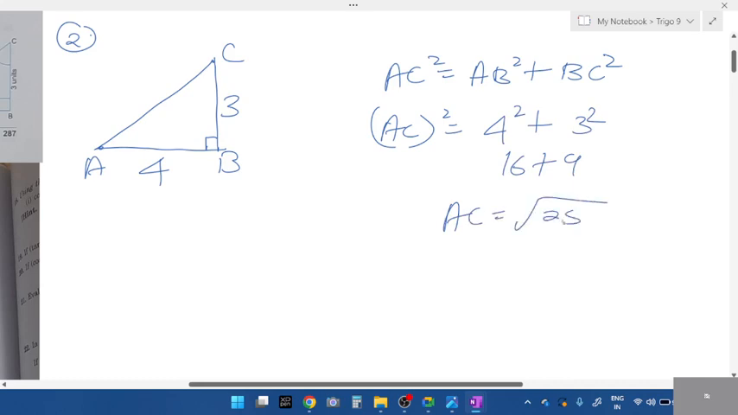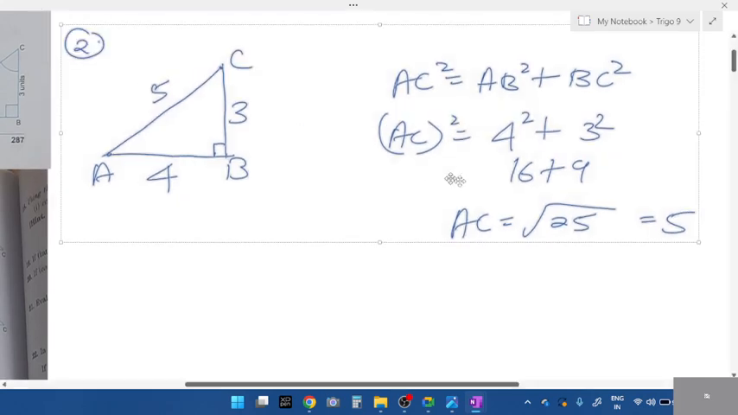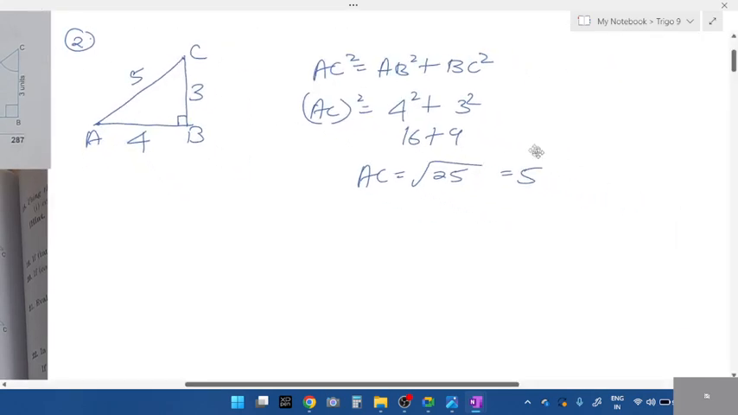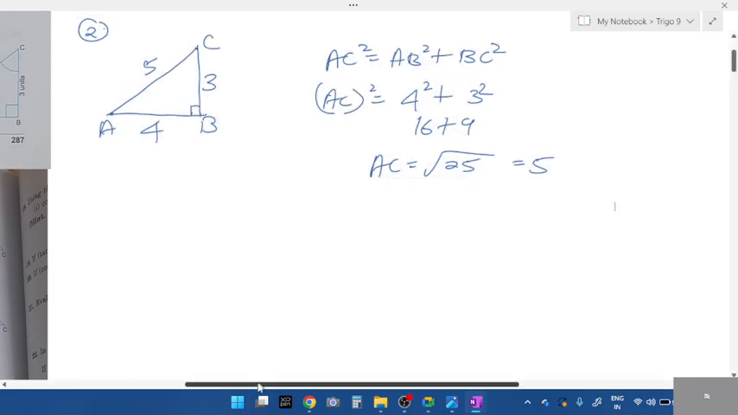Square root of 25 is 5. I'll write 5 here. Don't write it yet, I'll give you all time. This is how you apply Pythagoras theorem. So we got the AC value.